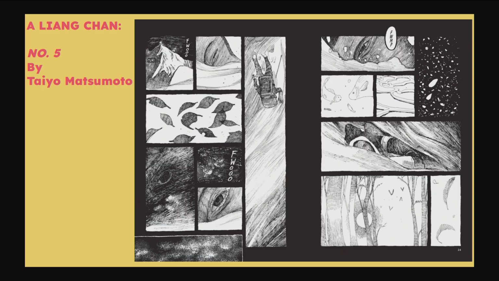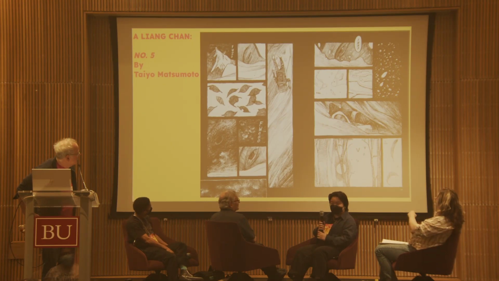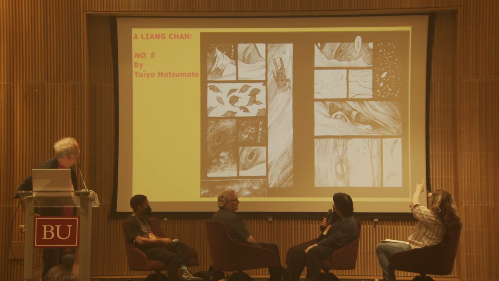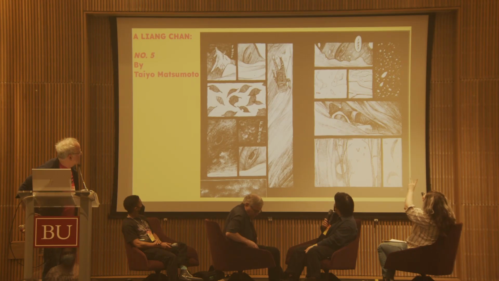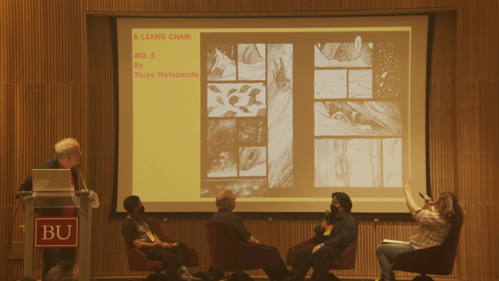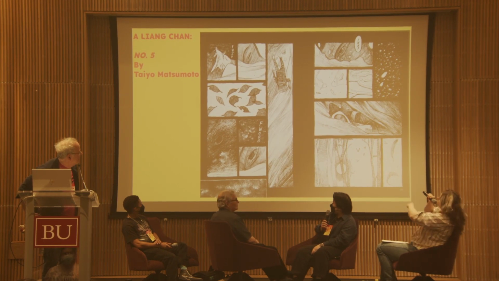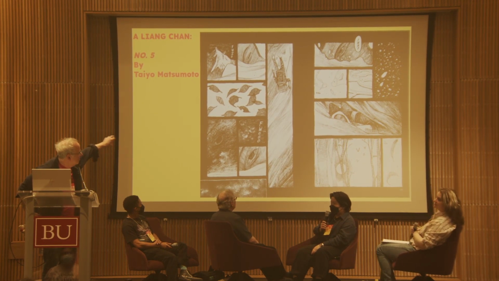Does anyone else have anything to add on Matsumoto? The snow and the leaves are also this nice kind of opposite, right? With the black and the white, they kind of invert. Yeah, and then the vertical and the horizontal too.